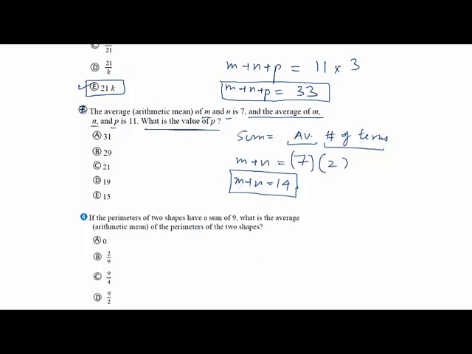It's a very easy question, because you're able to see that m plus n is already 14. So you can plug in the value of m plus n as 14. Instead of m plus n, I'll write 14 plus p equals 33. Subtracting 14 from both sides, you get p equals 33 minus 14, that is 19, right? So p equals 19. So option D will be the right answer.